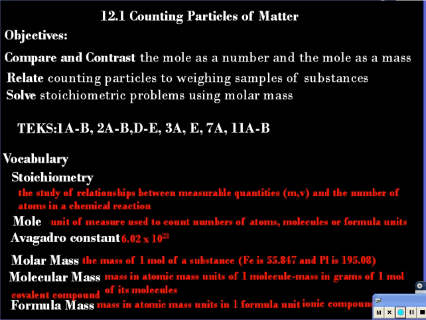We also have molecular mass. This is the mass in atomic mass units of 1 molecule, or the mass in grams of 1 molecule of a covalent compound. Now we use formula mass for ionic compounds, and this is the mass in atomic mass units of 1 formula unit. A little bit confusing, but we're going to break it down piece by piece.